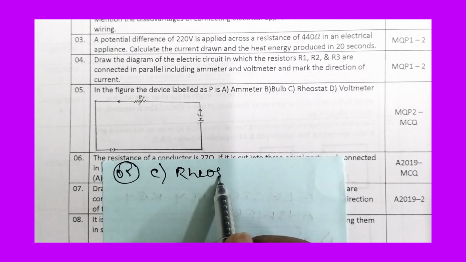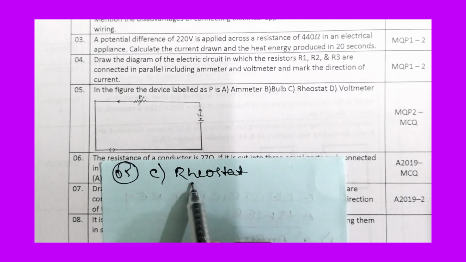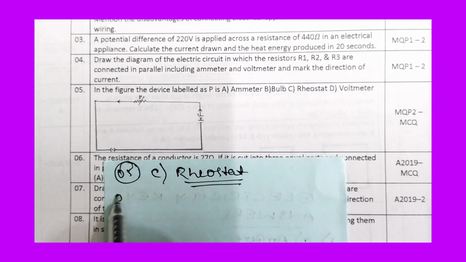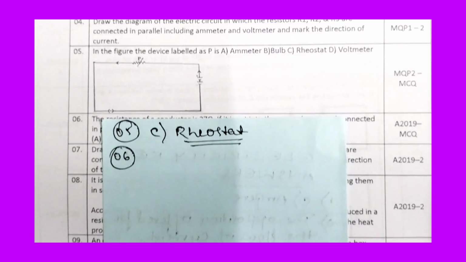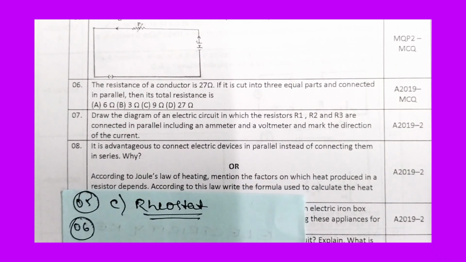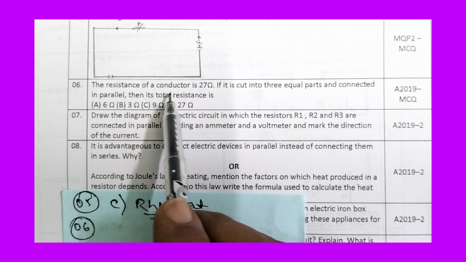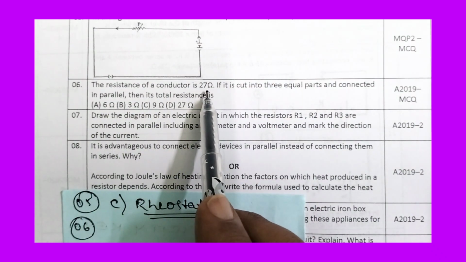Rheostat is also called as variable resistor. Variable resistor is one, rheostat is one. So now let us move for the sixth question. The sixth question says, the resistance of a conductor is 27 ohm.